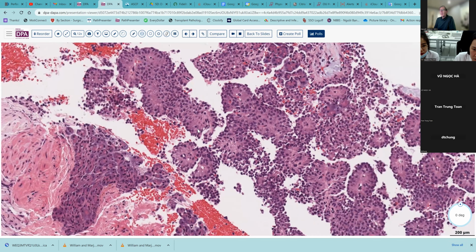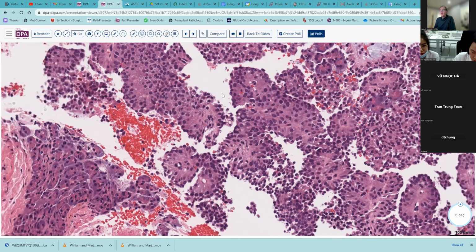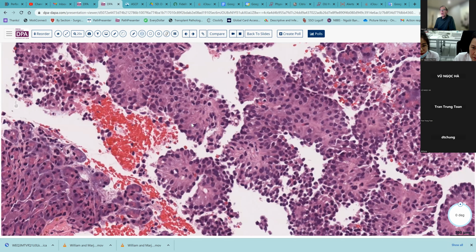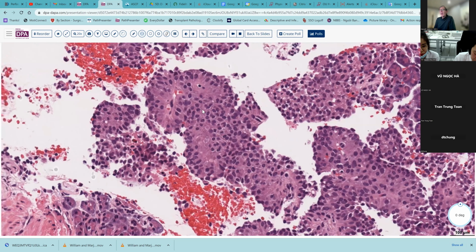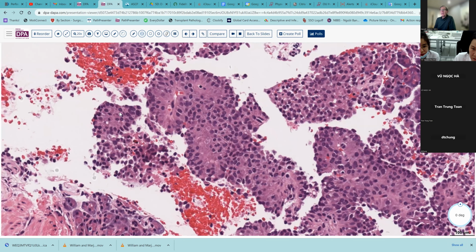papillary architecture. There's a moderate amount of cytoplasm. The nuclei are all fairly low grade appearing. They're round. We don't see mitoses. There are here a few central vessels in some of this.